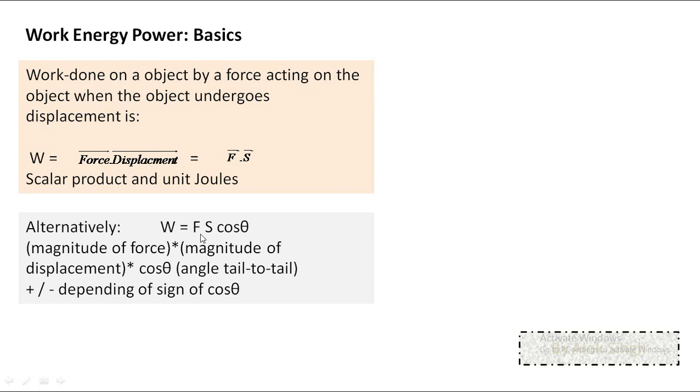This quantity F is always positive, S is also always positive, both being magnitudes, whereas this term cos theta could be positive, 0 or negative. Hence the work done could be positive, 0 or negative depending on the angle between the two vectors, force and displacement. Now suppose this is how the force and displacement are. This angle here is an acute angle. In that case cos theta will be positive, hence work done will be positive.